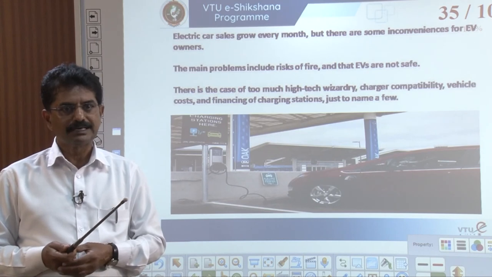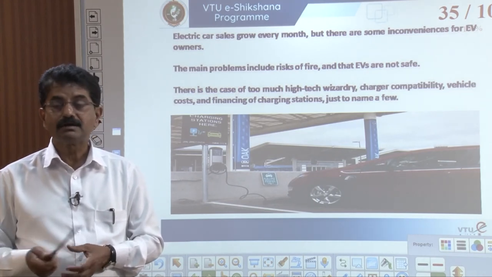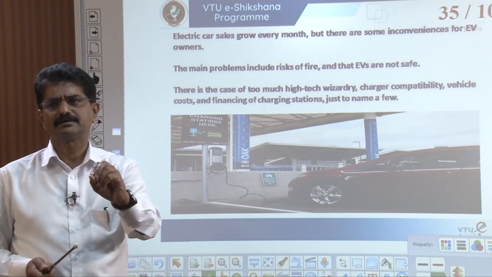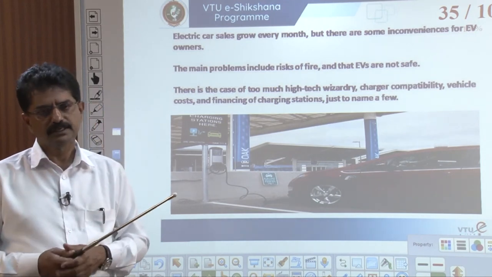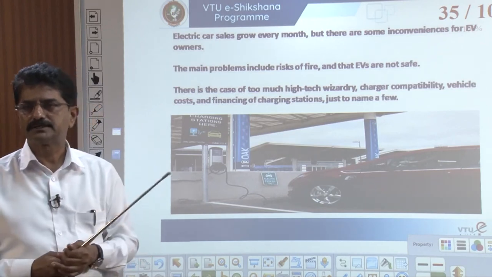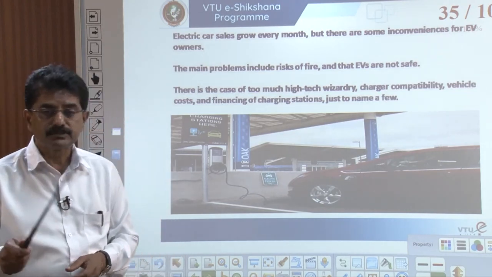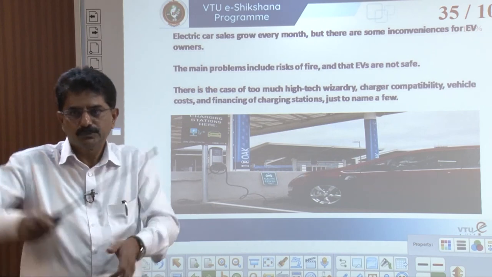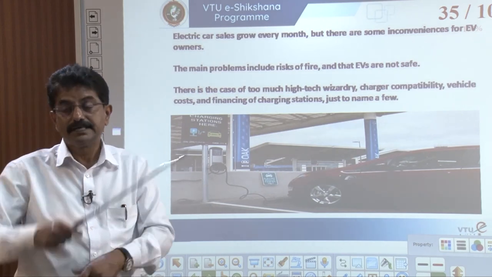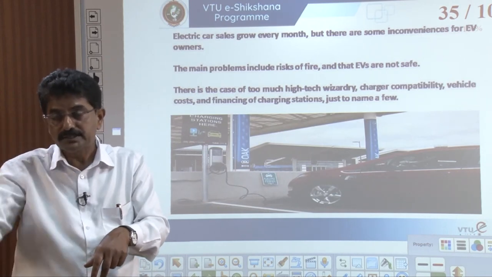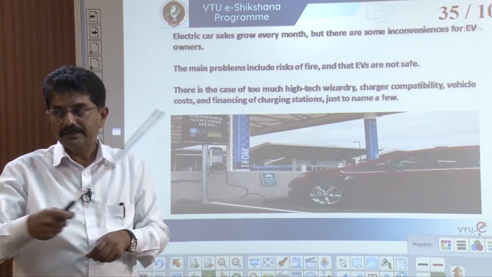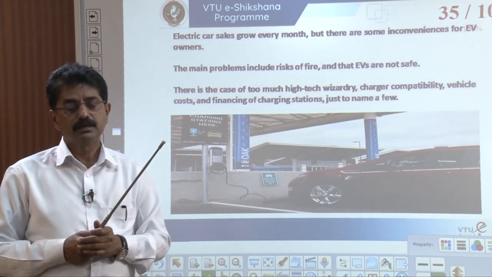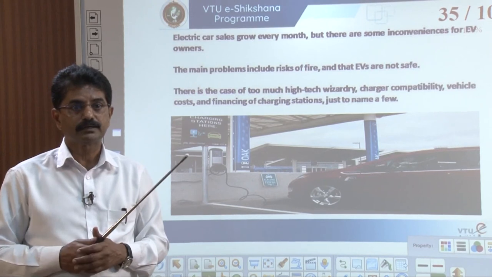The main problems include risks of fire and that electric vehicles are not safe. The important factor of an electric vehicle is the battery. Fire can occur when the battery is put into charging condition under overload continuously, and when the battery terminals are not connected properly. The terminals collect supply from the battery, from positive to negative outside the circuit and negative to positive inside the circuit. While collecting, there is a chance that fire occurs. There is a continuous spark. Utmost care must be taken to reduce the spark.